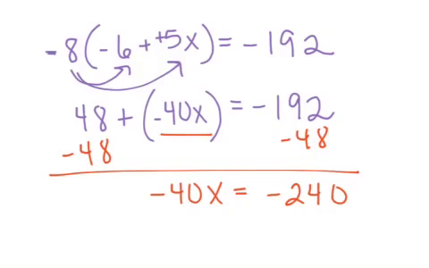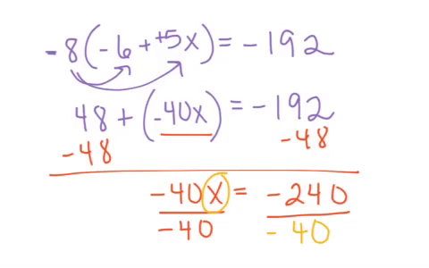And this is one area that students get confused. They don't know whether to divide by a positive 40 or a negative 40. You have to divide by the negative so that your x will not be negative. If you divided by a positive 40, your x would be negative, and then you'd have to divide by a negative 1. You don't want to have to do that.